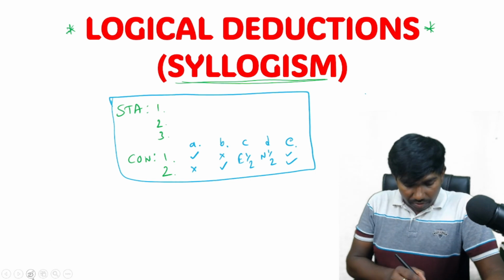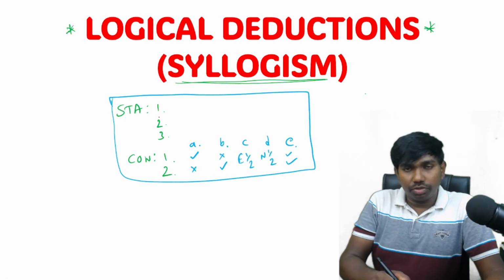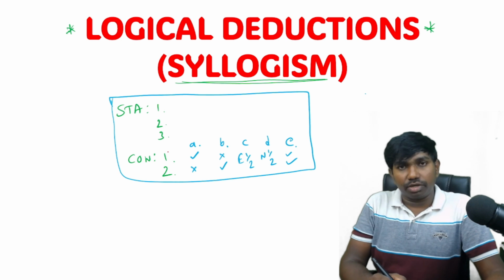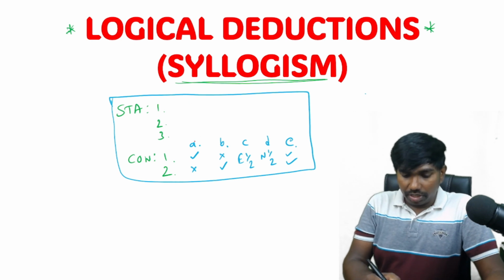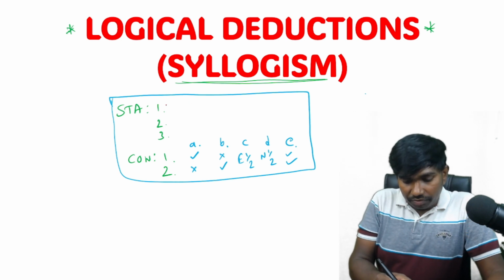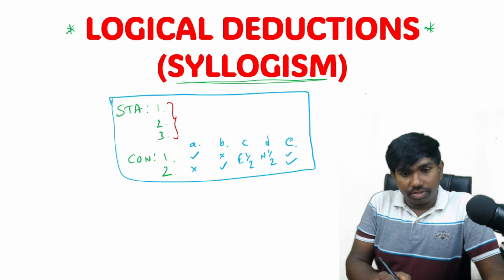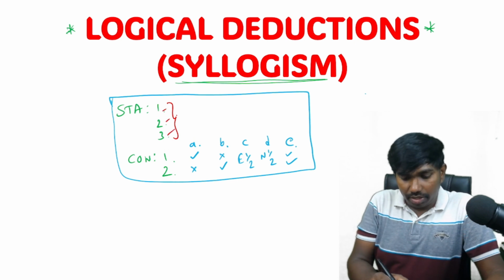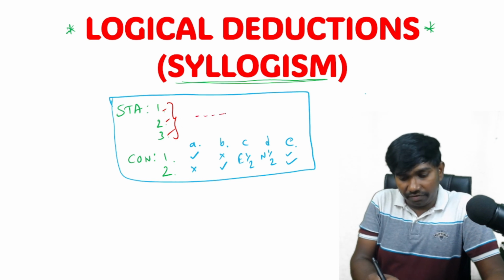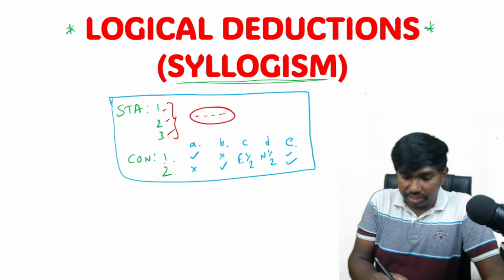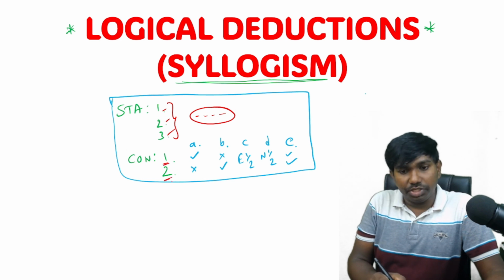Next, what should be our approach to solve this type of questions, statement and conclusion questions? Our approach is this way. We have to process all the given statements combinedly and bring them onto a common platform. From that common platform we have to verify each and every conclusion separately, individually.